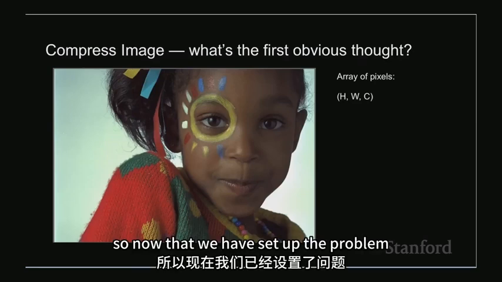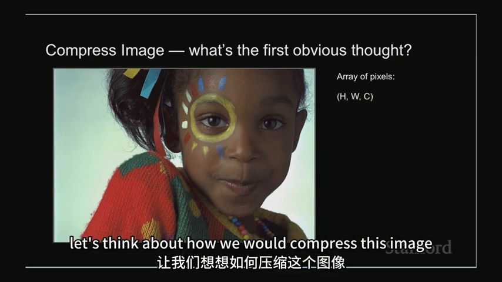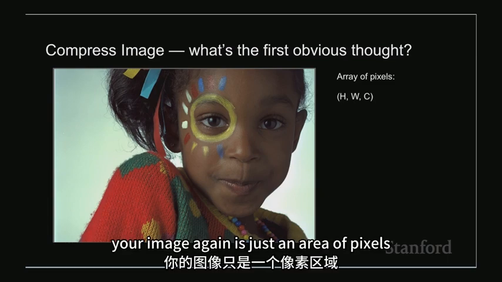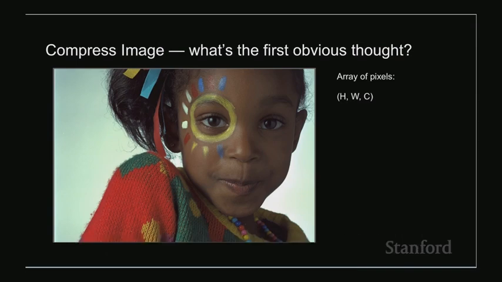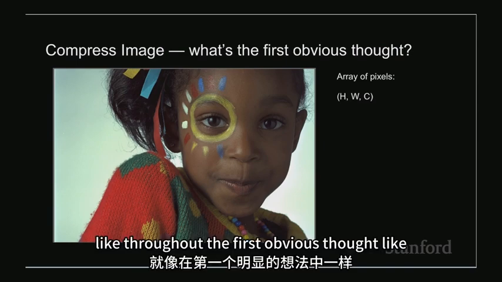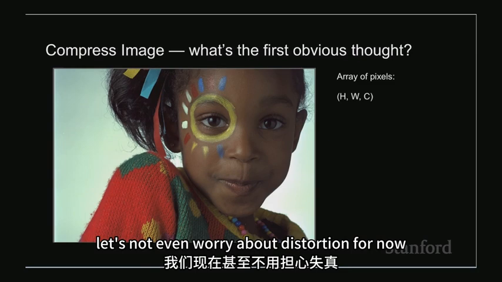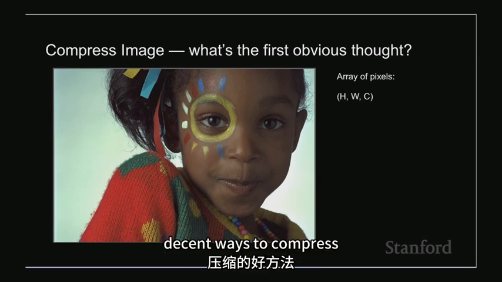Cool. So now that we have set up the problem, let's think about how we would compress this image. Your image, again, is just an array of pixels: height, width, some number of channels, for now RGB. Any thoughts? What can you do to compress this image? Let's not even worry about distortion for now. Let's just think about what can be decent ways to compress.